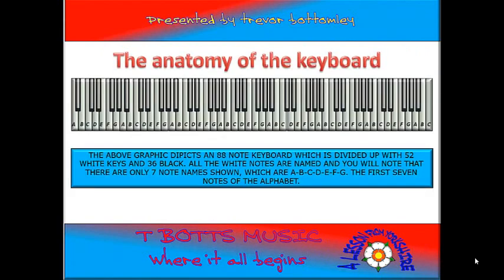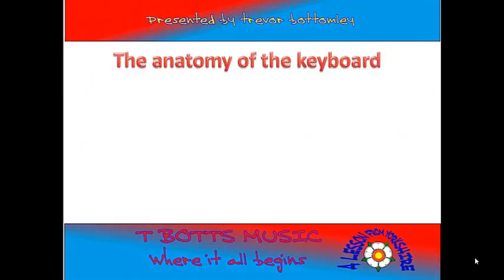The above graphic depicts an 88-note keyboard which is divided up with 52 white notes and 36 black. All the white notes are named, and you will note that there are only 7 note names shown, which are A, B, C, D, E, F, G, the first 7 notes of the alphabet.